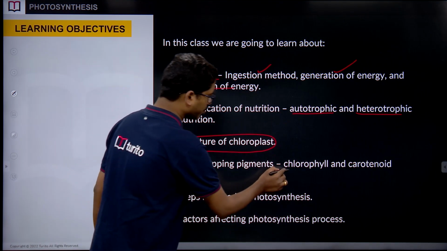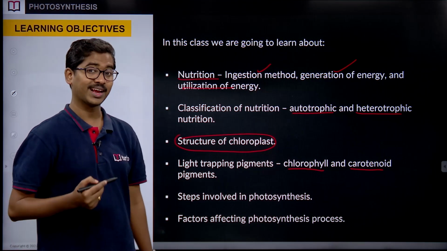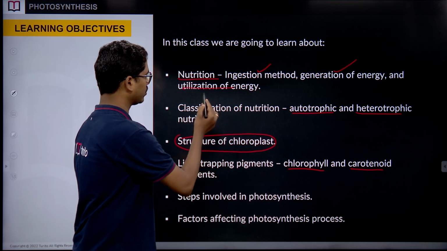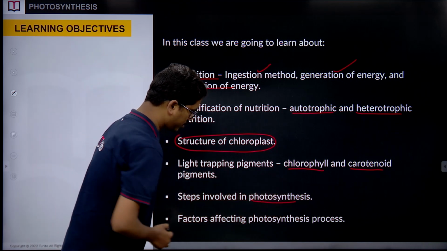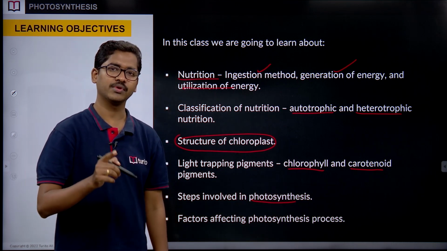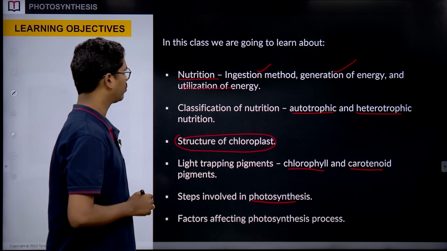Then we will proceed to understand the various pigments present in the chloroplast, which aid in trapping the light energy in order to proceed with the process of photosynthesis. Then we will look into the various steps involved in the photosynthesis process. Finally, we will look into those factors which affect the process of photosynthesis. So, let us move forward.